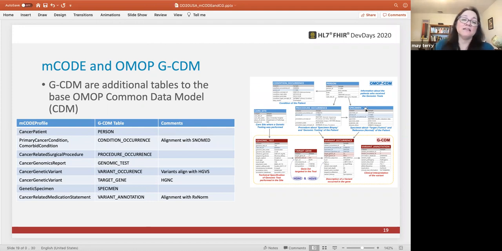What's nice about the OMOP CDM is that they do have this overarching vocabulary that is able to harmonize SNOMED as well as ICD-10 with a roll-up to a common vocabulary ID. So as a result, it makes it a little bit easier to align because mCODE does have SNOMED as well as ICD-10. There are also alignments with HGVS and HGNC for the target gene. And with regards to the cancer medication statement, there's also alignment with RxNorm.